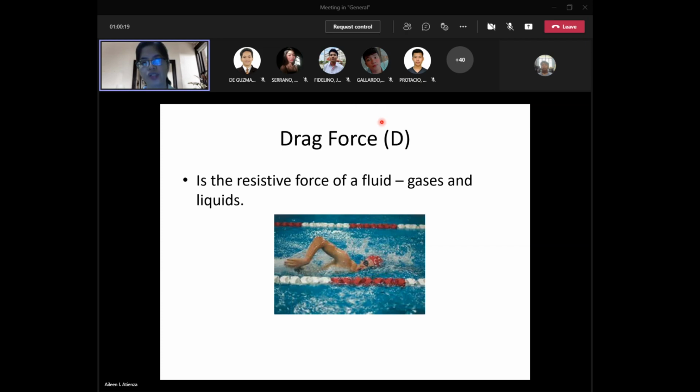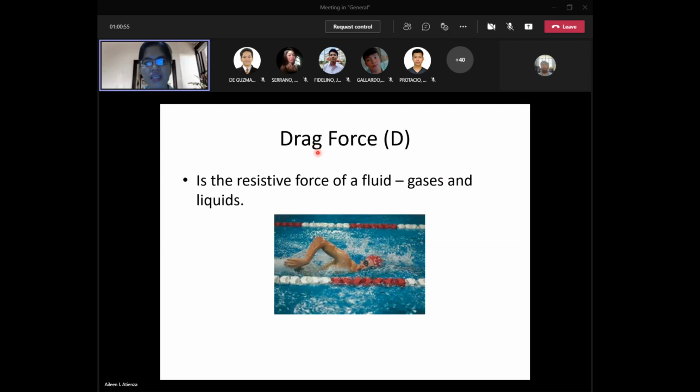Another type of force, we have the drag force, D. Okay? This is the resistive force of a fluid. So when we're talking of fluid, somehow there should be an observation of the movement of the particles of that particular body. So when we're talking of fluid, we're talking of liquids or gases. Solids ay hindi fluid. Okay? Kasi hindi naman nag-move ang particles ng solids. It is totally compressed. Okay?